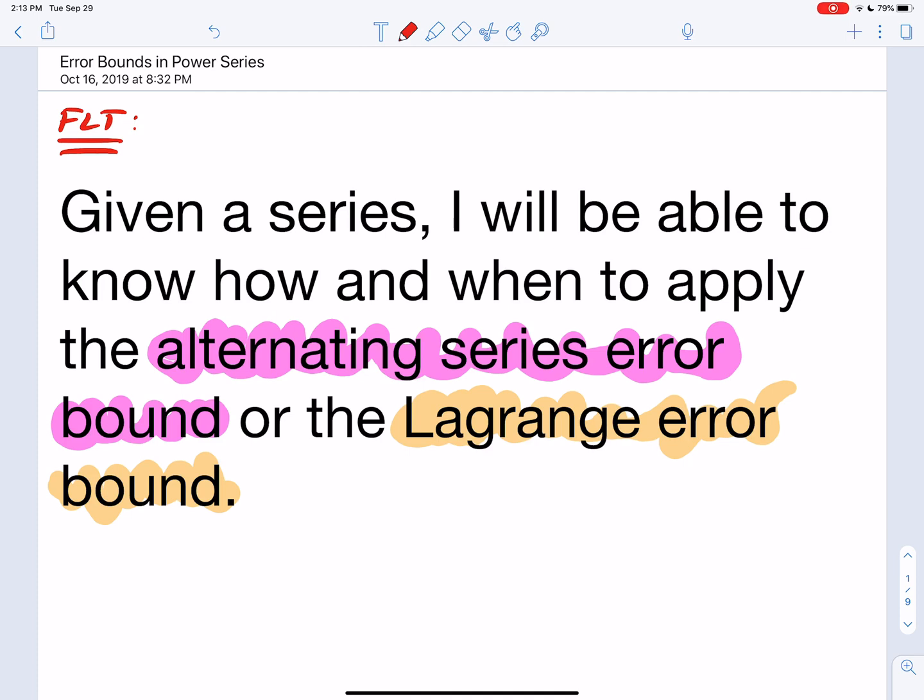So, you want to walk out with this. What is the alternating series error bound? What is the Lagrange error bound? And how do I know when to use it? Okay? So here we go.